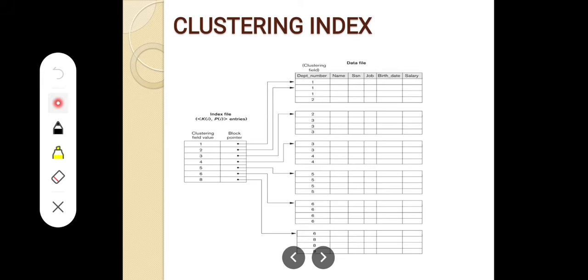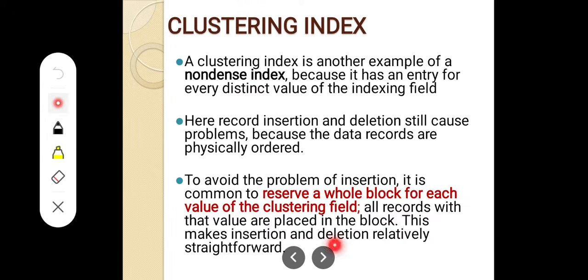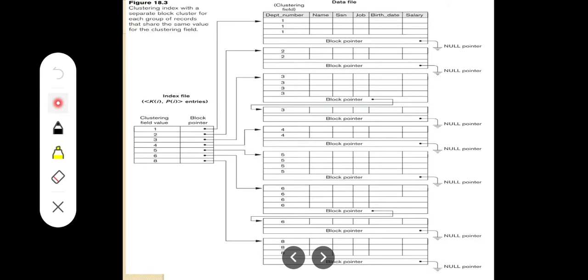For that we have a solution. What is the solution? They suggest that we reserve an entire block for each value of the clustering field. For example, for department number 1, we will reserve an entire block. For department number 2, we will reserve the entire block. For department number 3 also we will reserve the entire block. Then it will not be a problem. How? That is the next figure they are mentioning. This is the next figure.